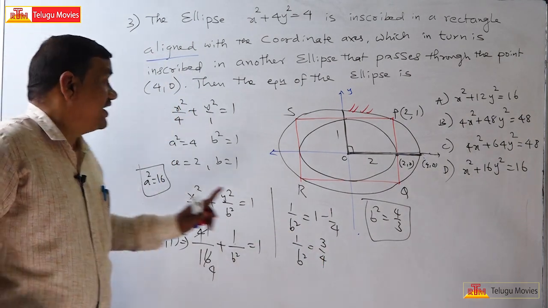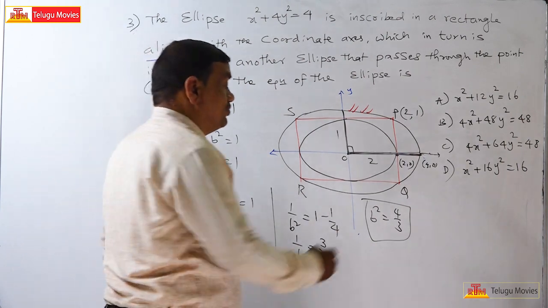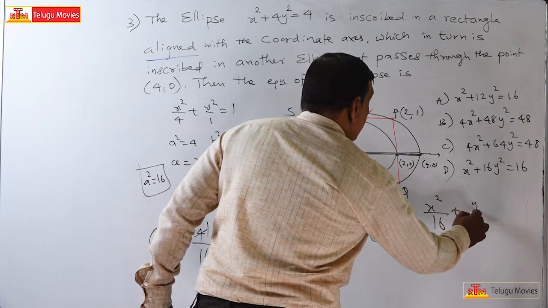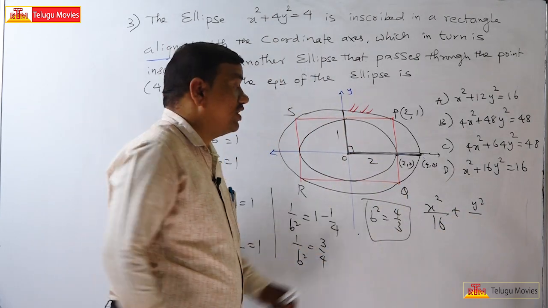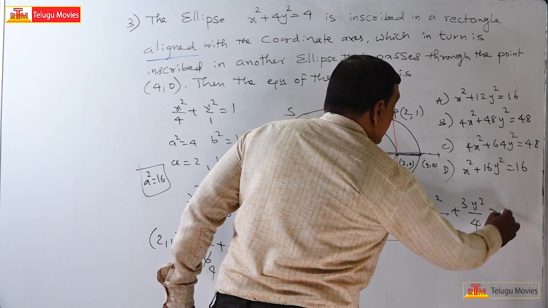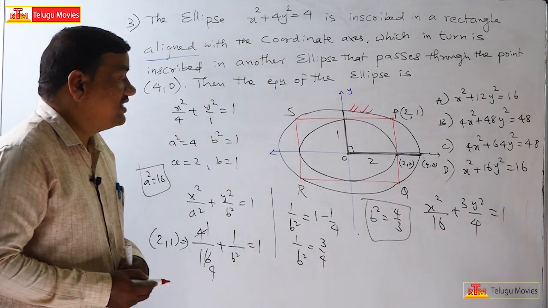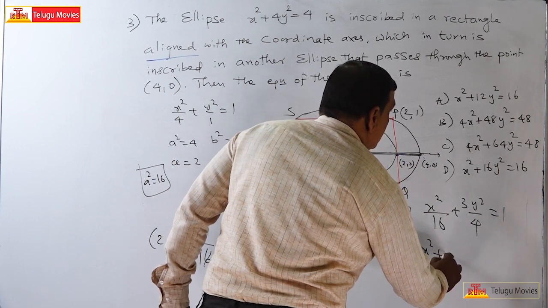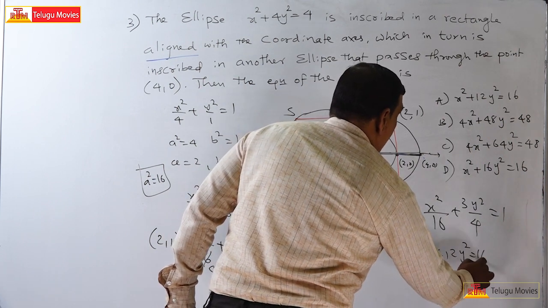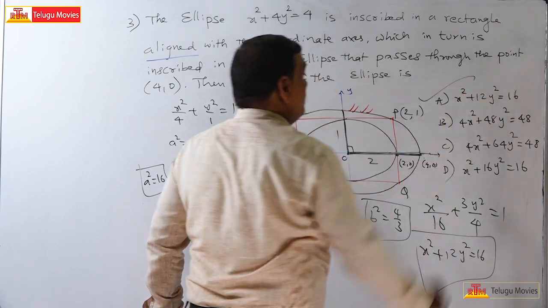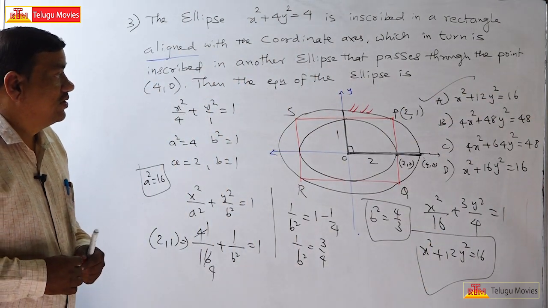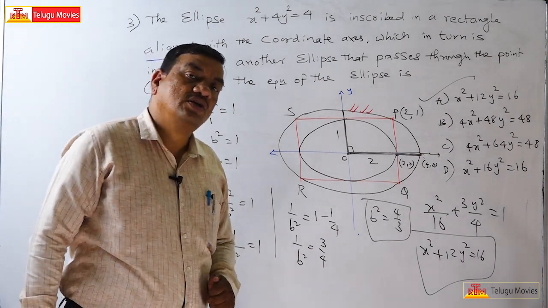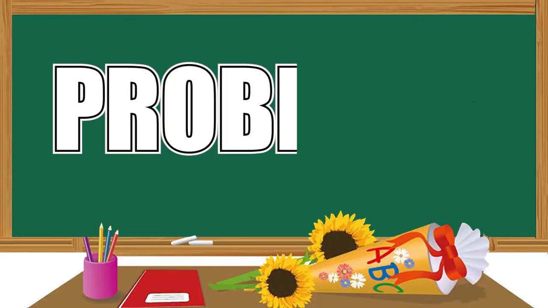Okay. So we know that a square value and b square value. Let us substitute that. x square by a square, a square means 16, plus y square by b square, b square means 4 by 3, is equal to 1. So the LCM is equal to 16. So multiply with 16, x square plus 12y square is equal to 16. So this is the equation of the ellipse. Okay now. So very easy problem. So I hope that you understand this solution. Let us move to next problem.